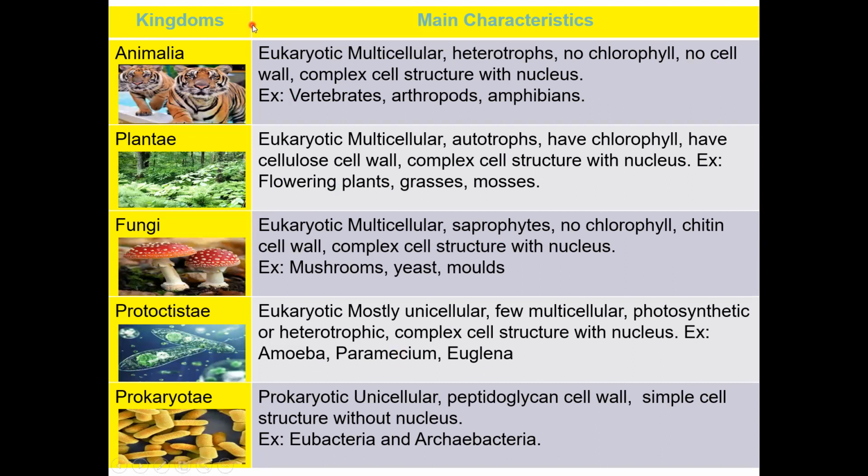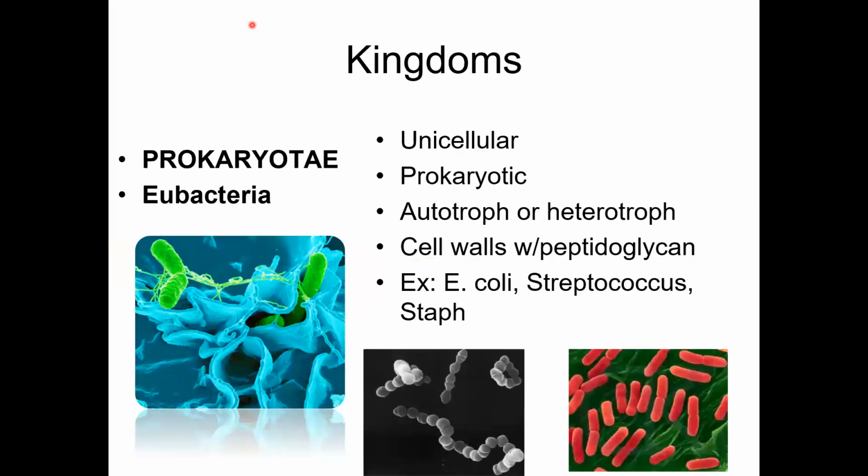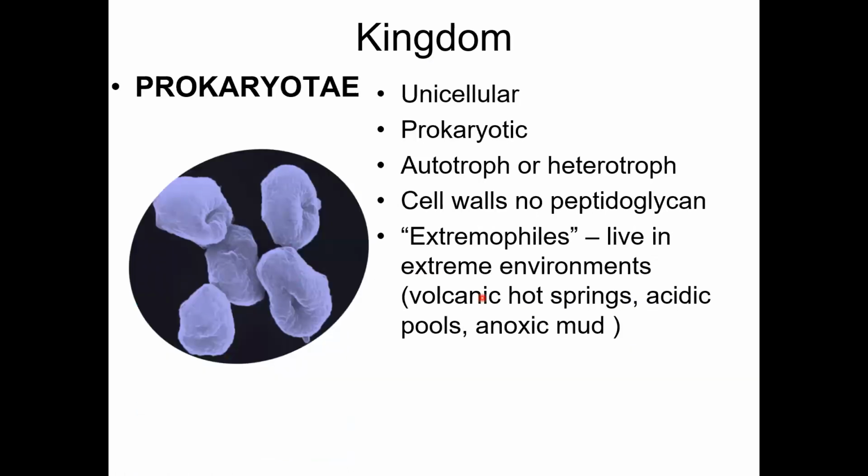So please, you can have a screenshot of the slide. That is very much important. A comparison of the 5 kingdoms in one slide. So again, I have told you, the prokaryotes, they are unicellular, prokaryotic, and their cell wall is made up of peptidoglycan. E. coli bacteria is the example. Vibrio cholerae is the example.